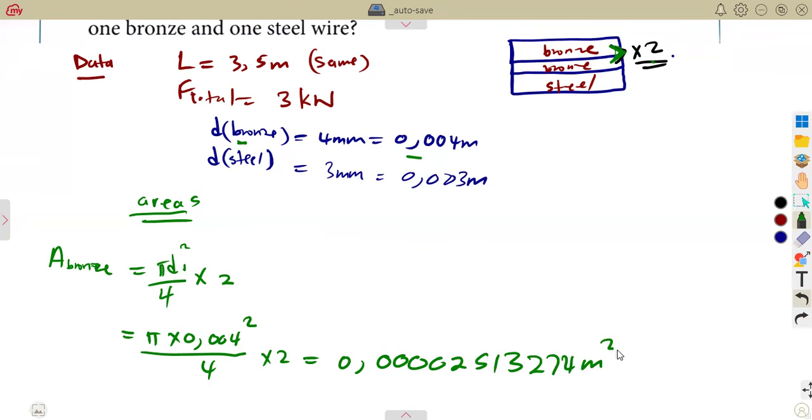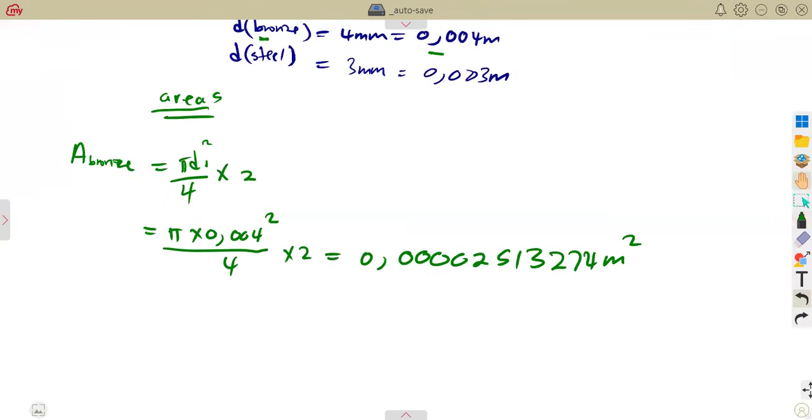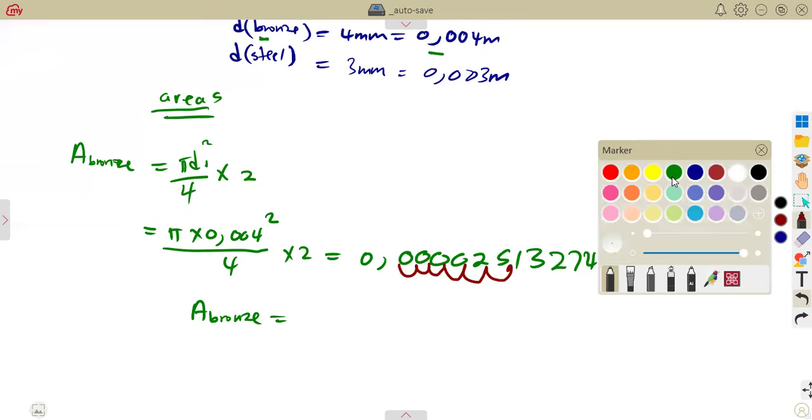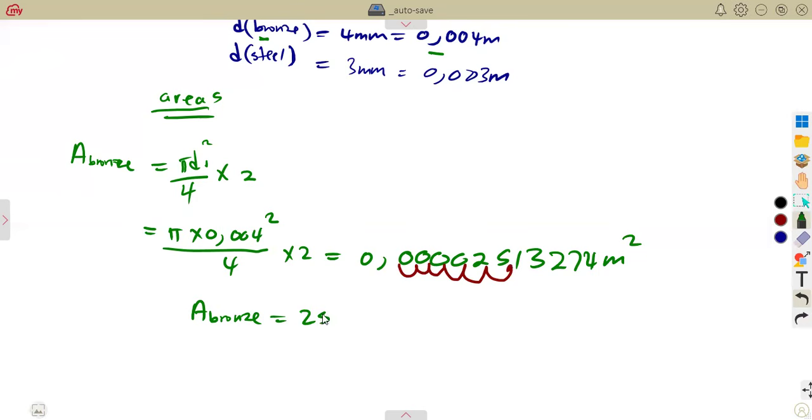2513274, something like that in square meters. So you can just write this as the area for bronze. Let's try to move our commas, 1, 2, 3, 4, 5. Let's just target a 6, guys. 5, 6, because there are so many zeros here. Let's just target a 6. Okay, so it's going to be 25,133. The 7 was going to change this into a 3.